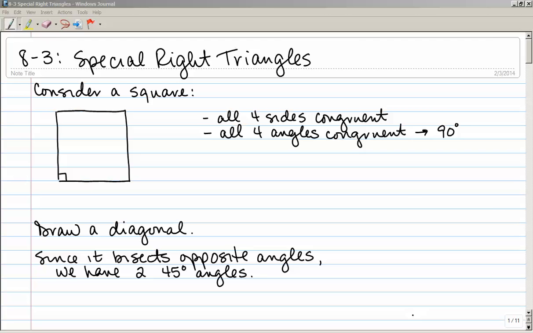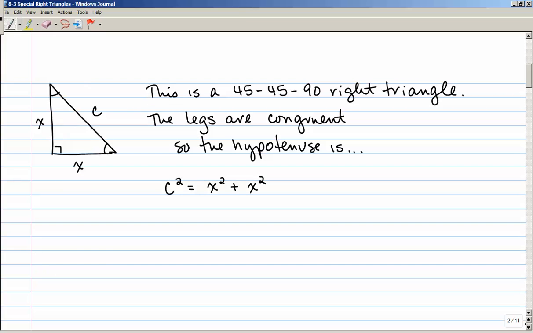Lesson 8-3 is on special right triangles. Consider a square. It has all four sides congruent and all four angles measure 90 degrees. Notice what happens when we draw a diagonal. Since the diagonal bisects opposite angles, we have two 45-degree angles. We call this a 45-45-90 right triangle.